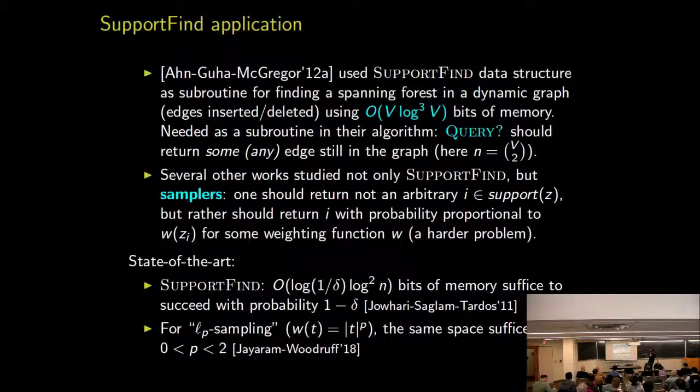And recently it was shown that for weighting functions where, let's say you actually want a sampler, where the probability that you output item i is proportional to zi to the pth power, then for any p between 0 and 2, it turns out you can do this in the same space. Okay, and that's something recent by Jayaram and Woodruff.